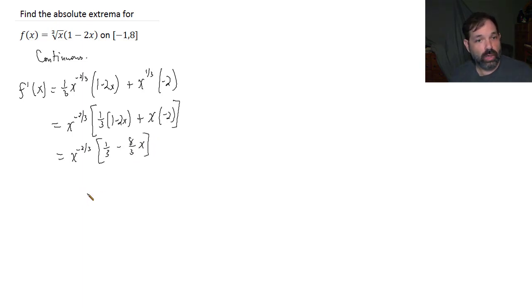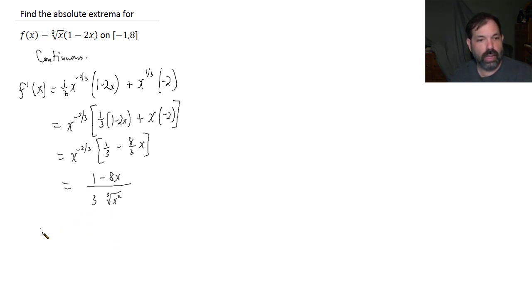So notice that we could rewrite this if we wanted to, with a little bit of factoring and manipulation, as 1 minus 8x over 3 times the cube root of x squared. That's another way to rewrite this derivative. Now what this means is we have two critical numbers.